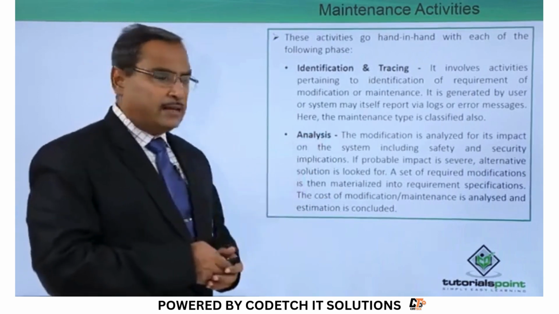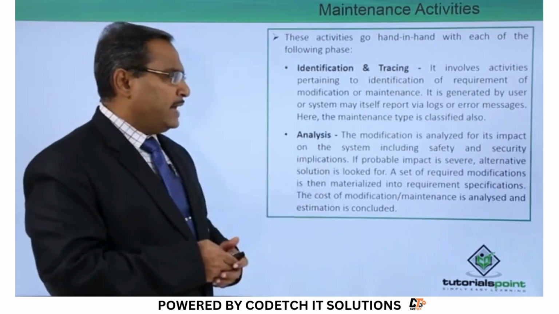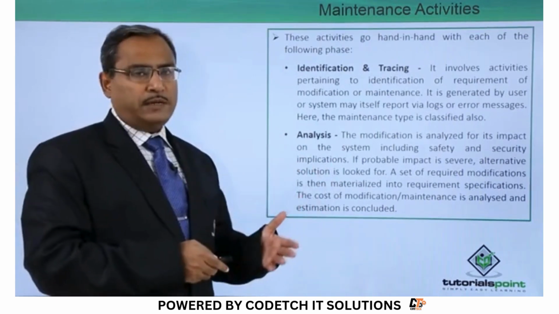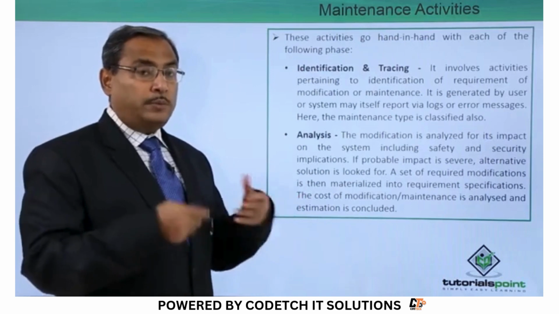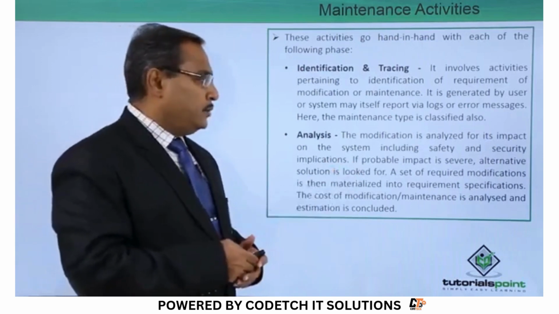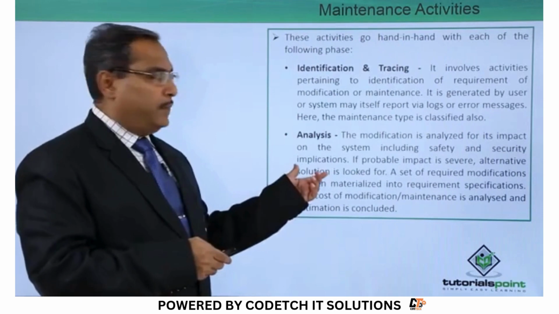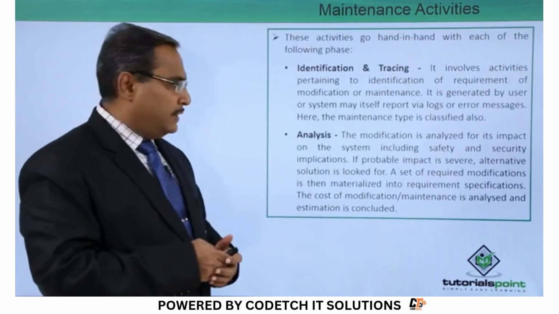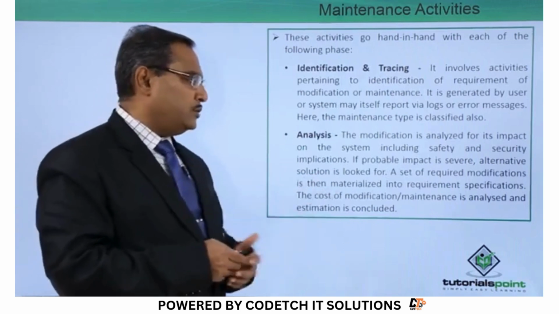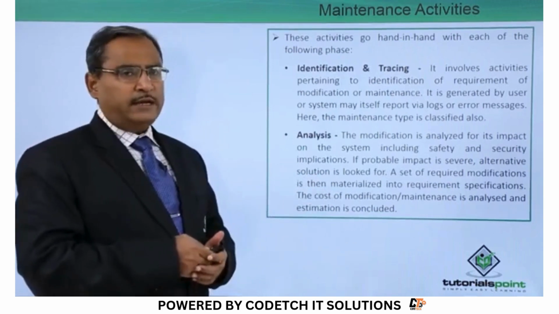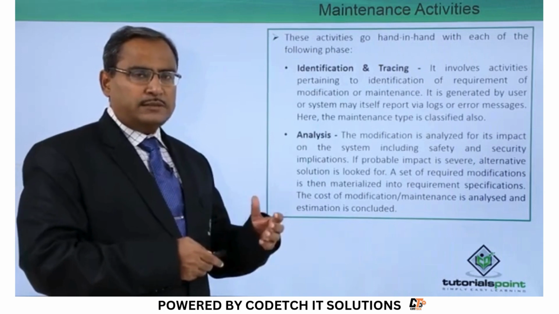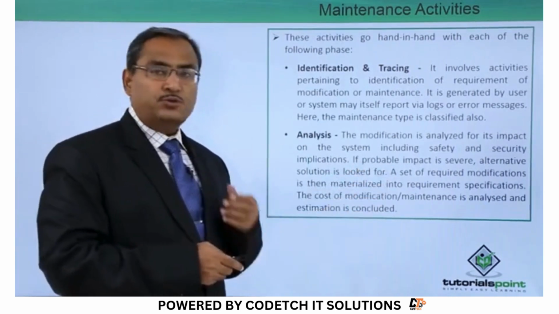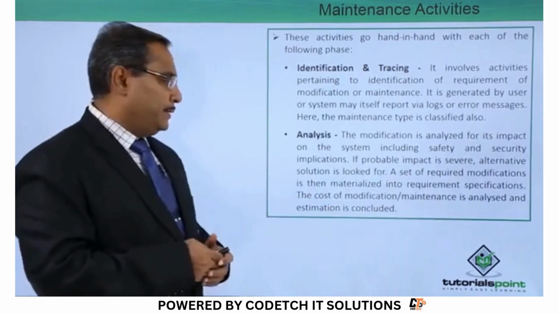Next one is our analysis. The modification is analyzed for its impact on the system. If we carry out the respective maintenance required, then what will be the impact on the system, including safety and the security implications? If the impact is severe, then in that case an alternative solution will be looked for. If we carry out the straight maintenance activity on this system but the effect will be severe, then we should look for some alternative also.